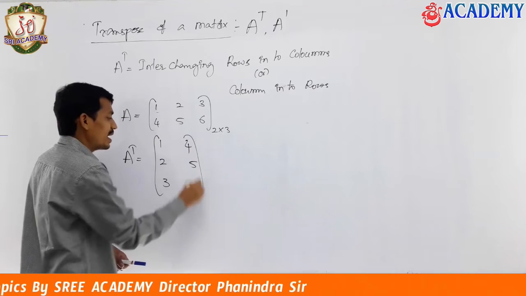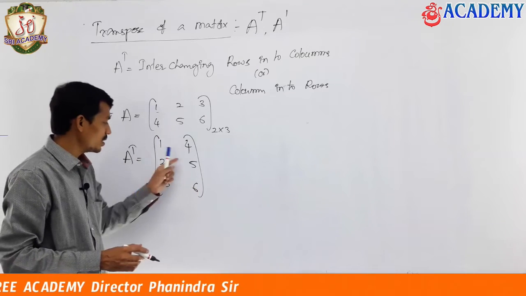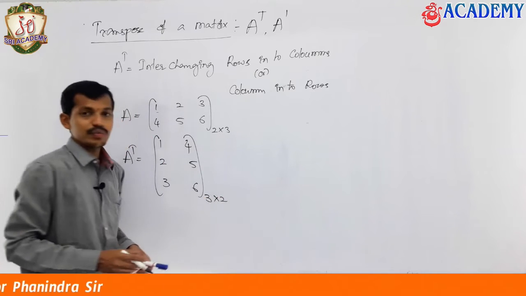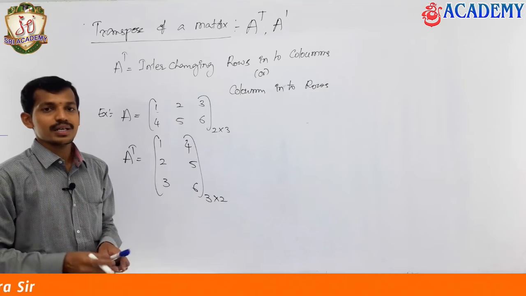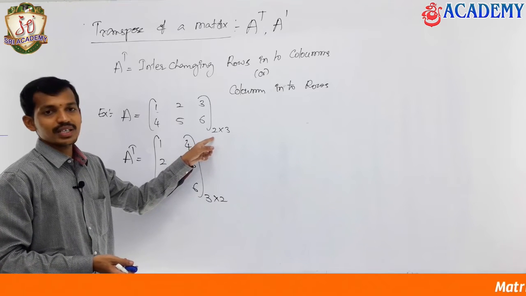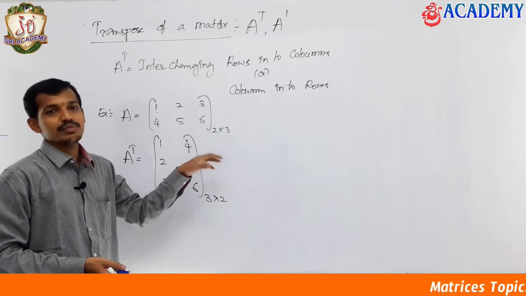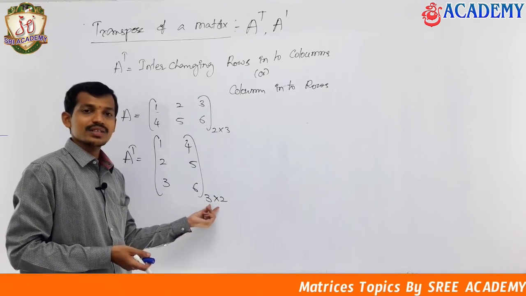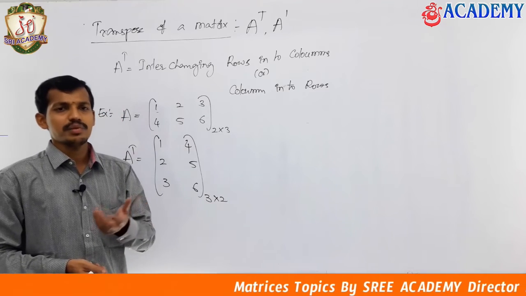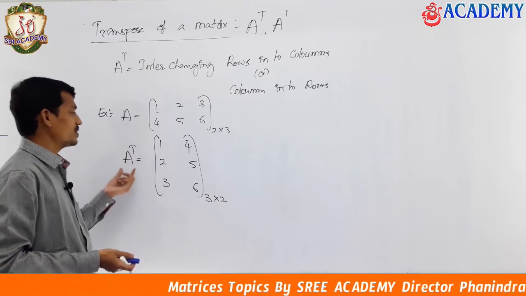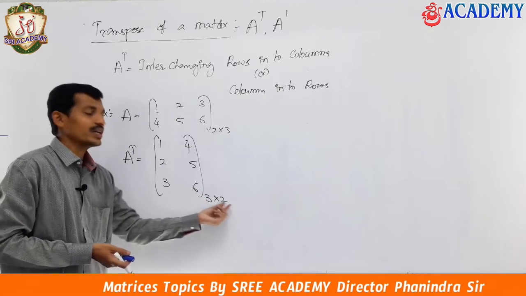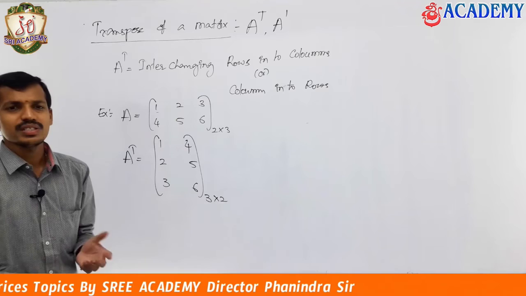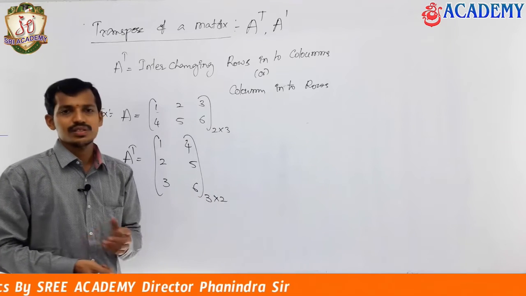That is, the resulting matrix has 3 rows and 2 columns. That's why the order of the matrix is 3 by 2. Always when you transpose a matrix, the number of rows and columns are going to be interchanged. Here 2 by 3 is given, and the resultant matrix order is going to be 3 by 2. Based upon this also you may be asked a question. If you are asked for a transpose, only one option has order 3 by 2, so simply by seeing the options you can say the answer.